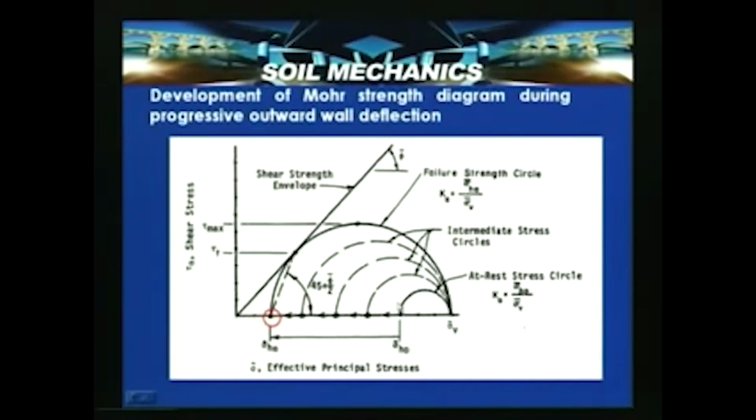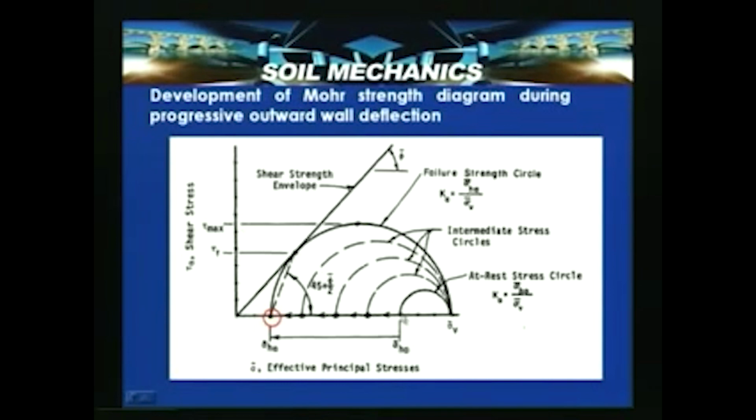We also discussed Mohr strength diagrams. Here the development of the Mohr strength diagram during progressive outward wall movement is shown. The vertical axis is shear stress and the horizontal axis is sigma. Initially this is the at-rest stress circle, that is, the at-rest conditions. So this is sigma h naught by sigma v, K naught, the coefficient of earth pressure at rest.